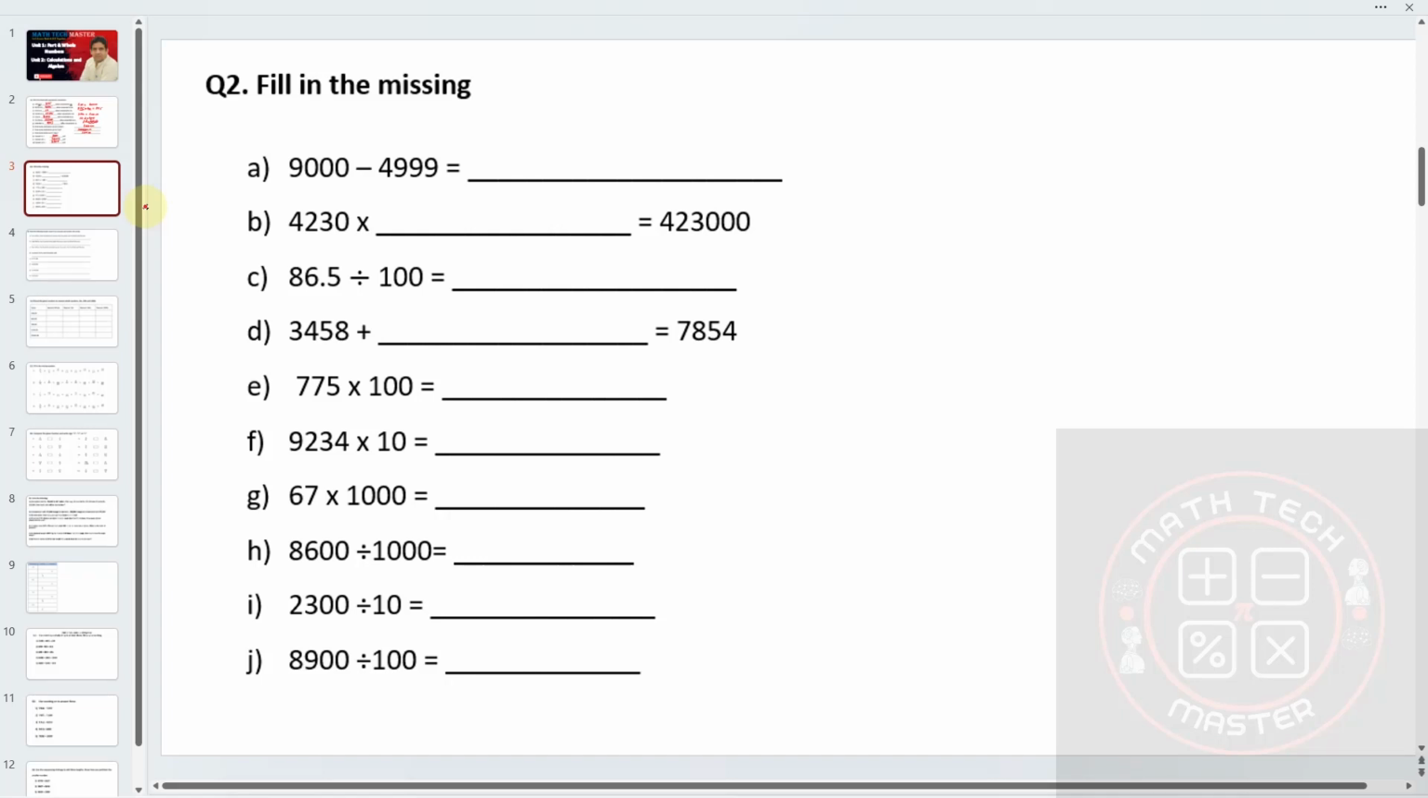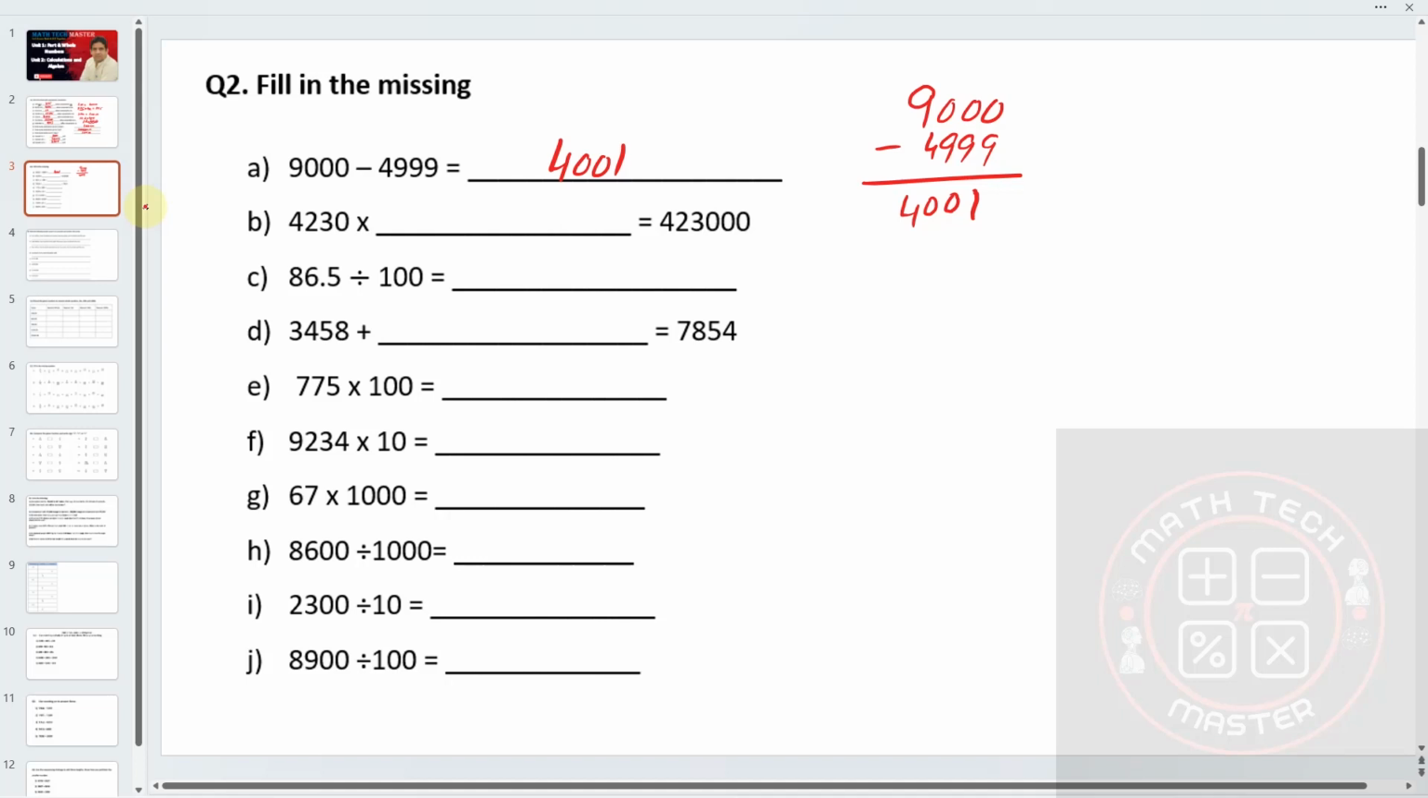In this case, this question carries direct mathematical calculations. So if we calculate 9000 minus 4,999, what will be the answer? What we can do is simply write the numbers and subtract them, so we can say that 9,000 minus 4,999 will be 4,001.